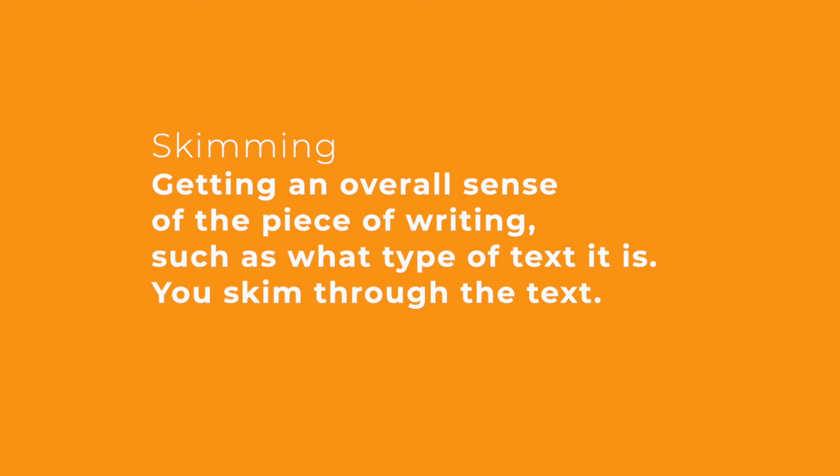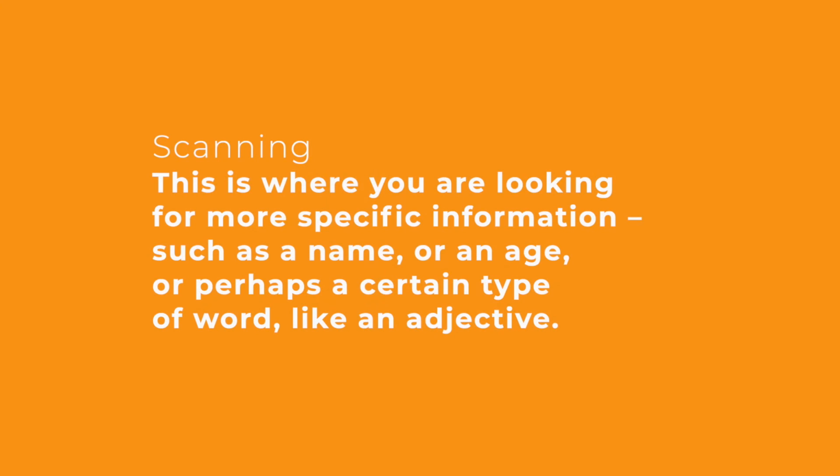Skimming, scanning, don't panic, I'll explain. So skimming is getting an overall sense of the piece of writing, such as what type of text it is. You skim through the text to look for that sense of what it's about. Scanning. This is where you're looking for more specific information, such as a name, an age, or perhaps a certain type of word, such as an adjective or a verb.